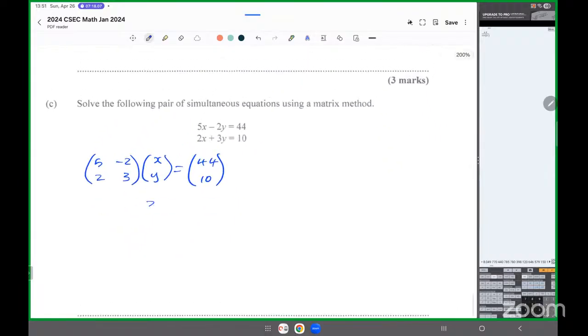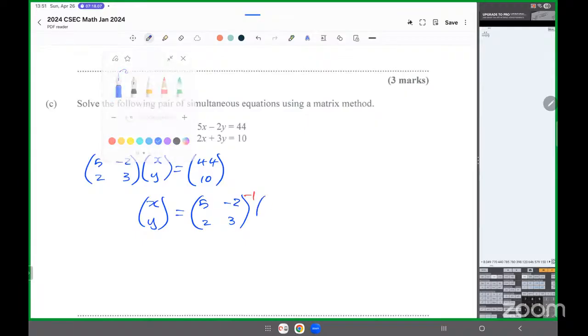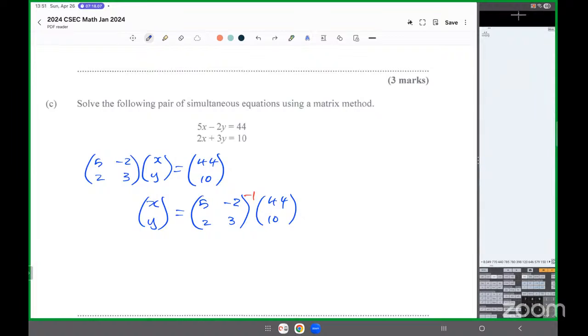So you're going to get XY equals the inverse of that matrix, 5 minus 2, 2, 3. Put the minus 1 on it. That's the inverse of it I want. Times 44, 10. So we need to work out the inverse of this matrix right here. 5 minus 2, 2, 3. So you take this inverse and bring the inverse in front. So I have to work out the inverse. That's why I have the minus 1 up here. Good? Good.